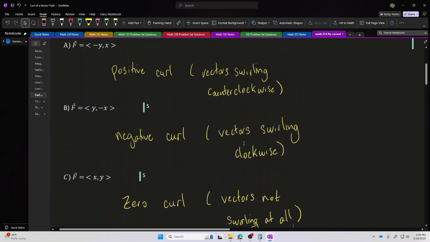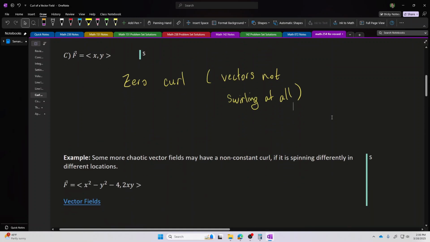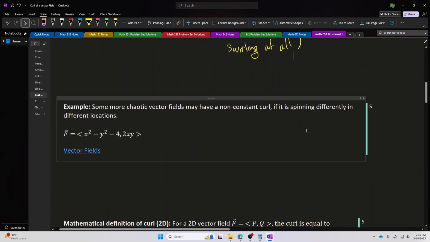Now, in each of these cases, the vector field was relatively simple, and the swirling behavior of the vector field was consistent throughout the entire field. But it's totally possible to have a more complicated vector field that has slightly more chaotic behavior.